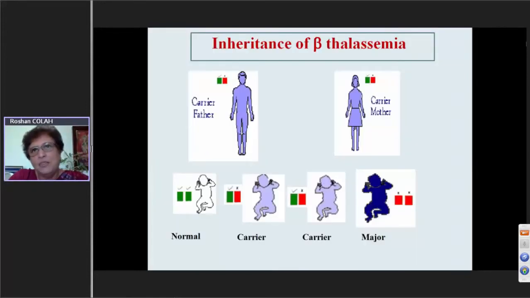A couple, particularly coming from a rural area, has to be very carefully explained what is the inheritance of thalassemia, that when 2 carriers get married in every pregnancy, there is a 25% risk of having an affected child, a 50% risk of having a carrier child, and a 25% risk of having a normal child. Very often they don't understand this, and they feel that if they've had one affected child, other children will be normal.